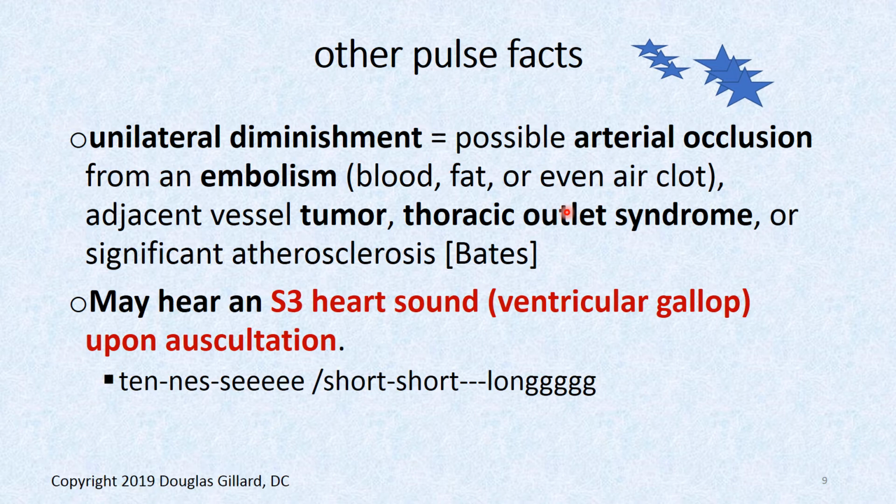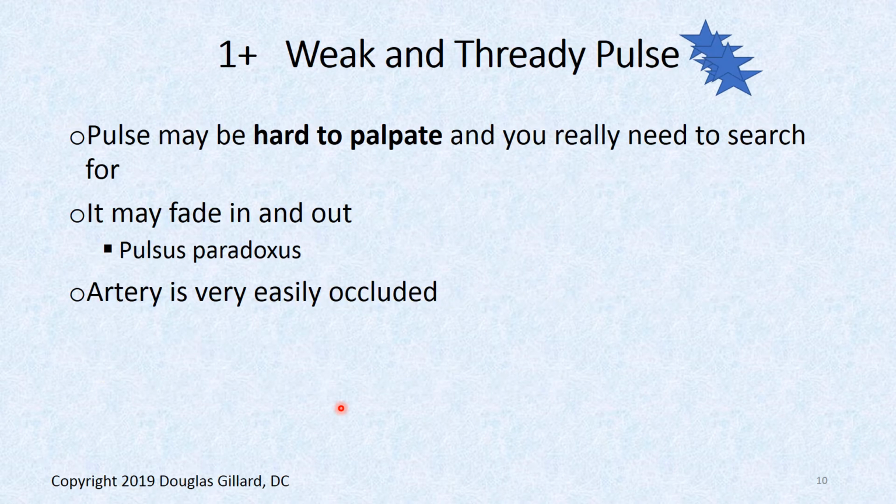Okay, other fun facts. If a pulse is decreased on the right, let's say a radial pulse is decreased on the right, but not on the left, and they're having pain, maybe it's an embolism. There's a beaver dam or something clogging up the pipe. Maybe they have thoracic outlet syndrome. An S3 heart sound, which we'll talk about when the time comes, a ventricular gallop. Sounds like Tennessee, Tennessee, short, short, long, short, short, long, short, short, long. That can also produce a pulse that is bounding.